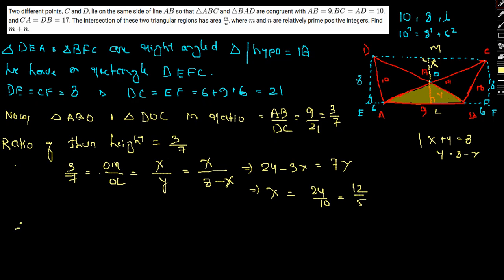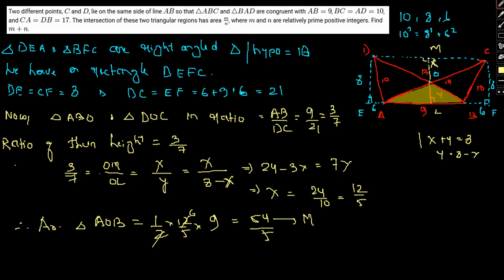Okay, so therefore the area of triangle AOB will be half into height into base, where the base is 9. So it is 54 by 5, where 54 is M, 5 is N, so therefore M plus N would be given by 59, which is our answer.